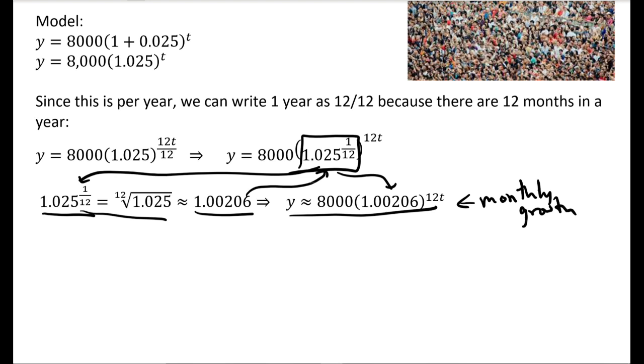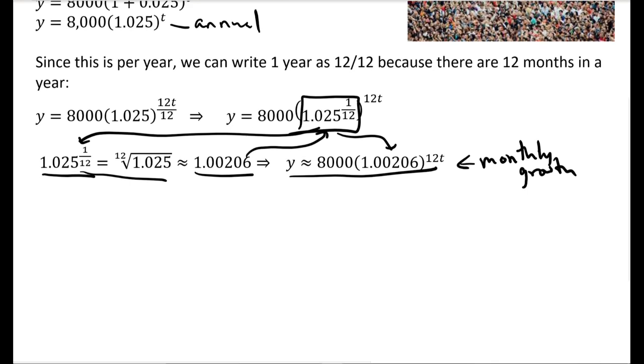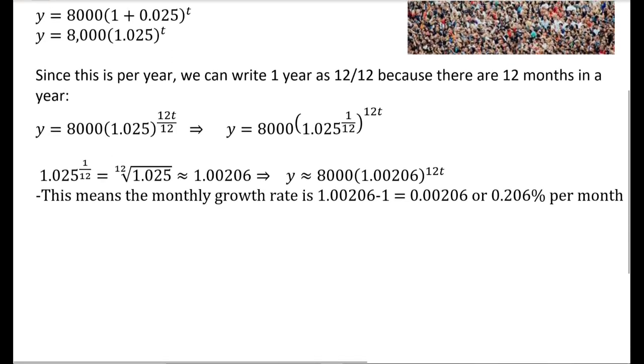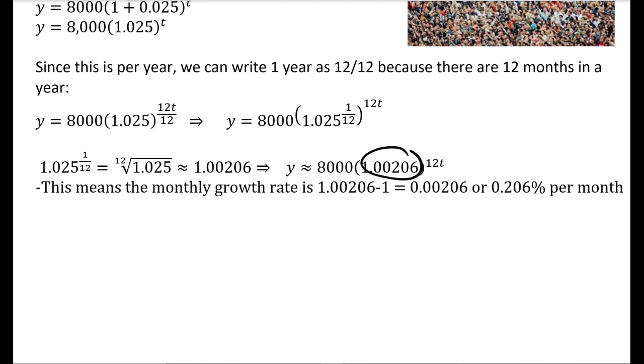All right, so now we converted something that was annual to something that is monthly, all right, 12 times a year. So now what we're going to do is we're going to take the new number that we got, the 1.00206, and we're going to subtract it from 1 to get the amount of growth that was happening. In this case, the amount of growth is 0.00206, which is converting to a percent. You got to move the decimal place twice to the right. You're going to get 0.206% per month.